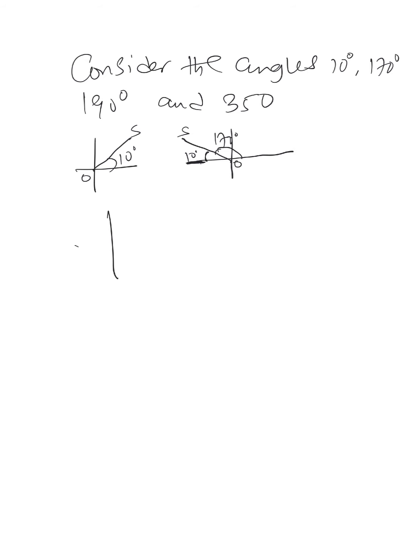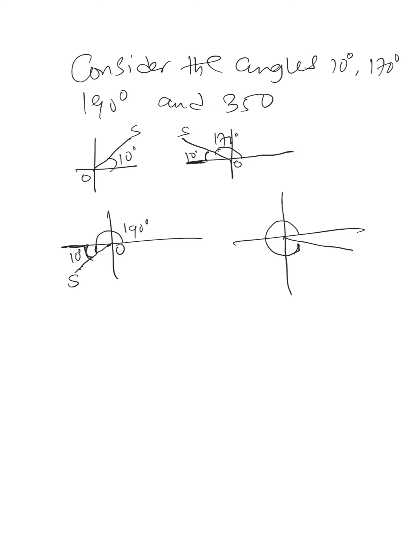What about the next angle? It is 190 degrees. 190 is going to be here. Move from here. This is O. This is S. The angle. Okay, so this angle is 190 degrees. But the inclination to the x-axis here is 10 degrees. Then the last angle is 350 degrees. Okay, 350, you move all the way, almost reaching the x-axis, but you are left with 10 degrees to reach the x-axis. So this is 350 degrees.